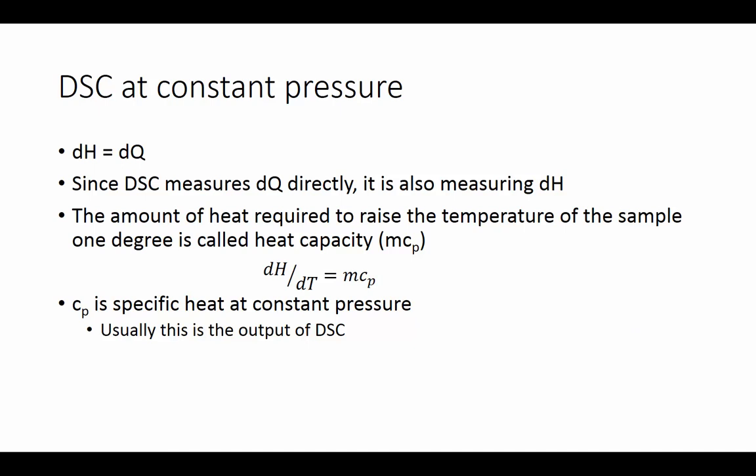So if we run DSC at constant pressure, the change in enthalpy is going to be equal to the change in heat. Since DSC is measuring the change in heat directly, it's also measuring the change in enthalpy. And the amount of heat required to raise the temperature of the sample 1 degree is what's known as the heat capacity, sometimes written as MCP here. CP is the specific heat at constant pressure, hence the P. The M is the mass, and usually this is the output of the DSC, is getting this heat capacity.